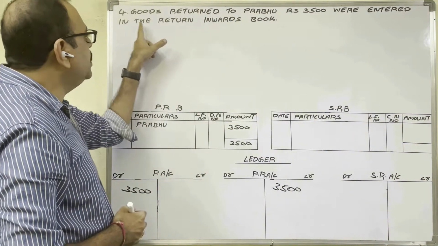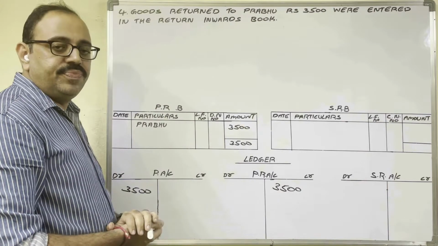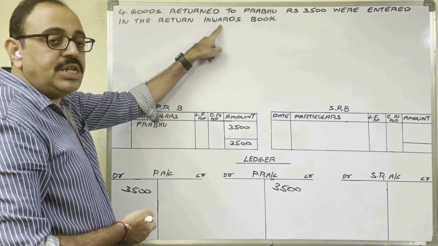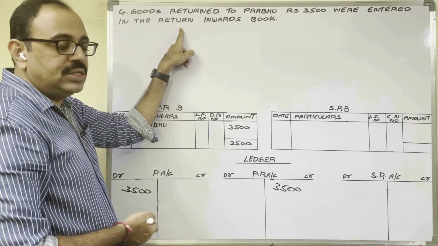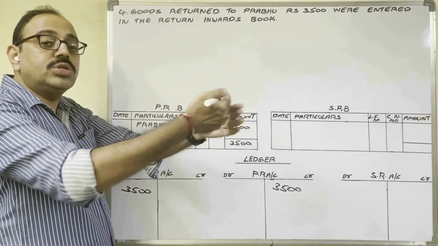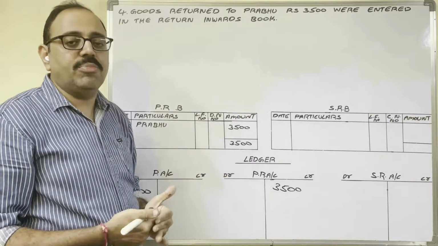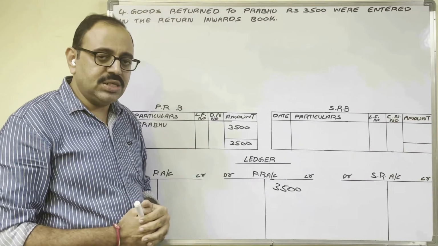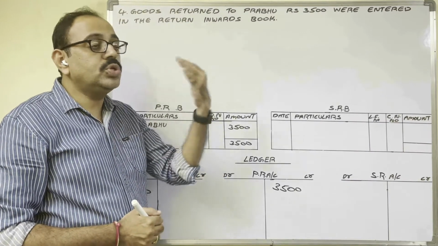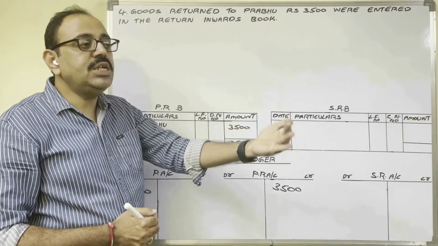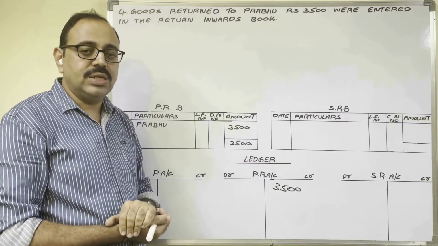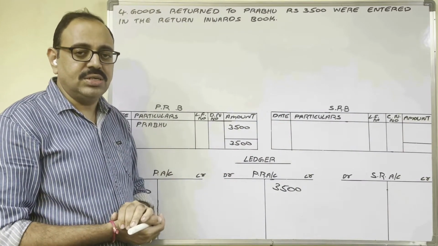Were entered in the return inwards book. Return inwards means sales returns. Inwards means goods are coming. So after returning, goods are coming, which means sales returns. Once the firm sold goods to a customer, now the customer is returning these goods to us. Like that we wrote this transaction.